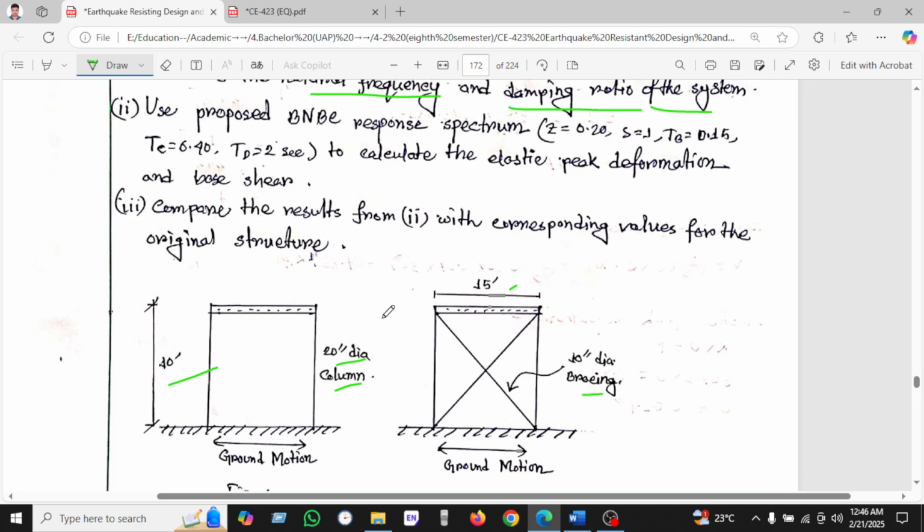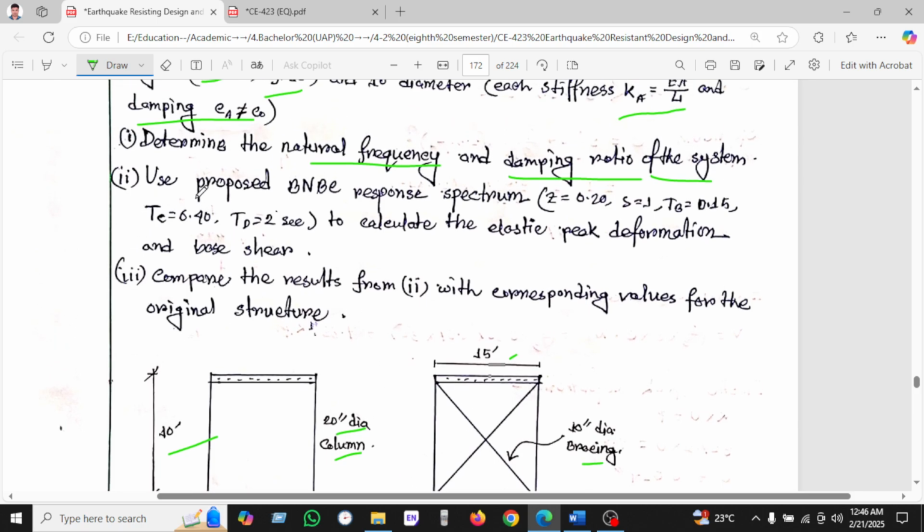And another one, we have to use the proposed PNBC response spectrum, where Z, S1 and TB values are given, and TC is here and TD is given, to calculate the elastic peak deformation and base shear.